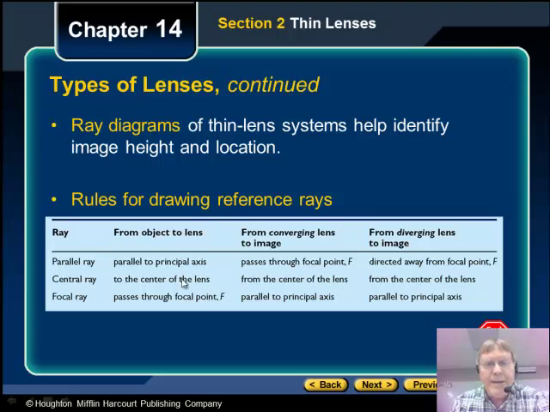All right. Again, these same three rays on a diverging lens: the ray parallel to the axis will be directed away from the focal point, as though it were coming from the focus on the back side of the lens, on the same side of the lens as the object. The ray of light that passes through the center of the lens, again, is not affected. It passes straight through. And the ray of light that passes through the focus will be refracted so that it is going parallel to the axis.